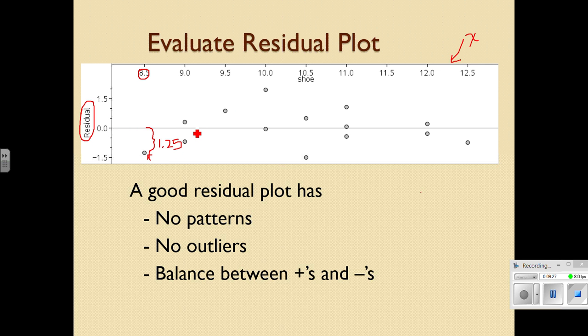Again, you see some are positive, some are negative. So in terms of analyzing a residual plot, because this is something you're going to be asked to do, you're basically looking for something that has no real patterns, no distinctive outliers, and a good balance between positives and negatives. Think about this for just a minute. When you draw your line of best fit, if you just estimate it, you'd put it where there's about the same number of points above the line of best fit and below the line of best fit, which means you get a good balance of positive residuals and negative residuals.